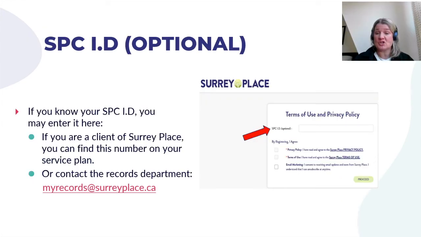And when registering for the first time, it will ask us to go through the terms of use and privacy policy. At the top here, you will see something that says SPC ID. This is a number that's given to all clients of Surrey Place. If you don't know that number, it's okay. If you'd like to access that number and you don't have it, you can contact my records at surreyplace.ca.